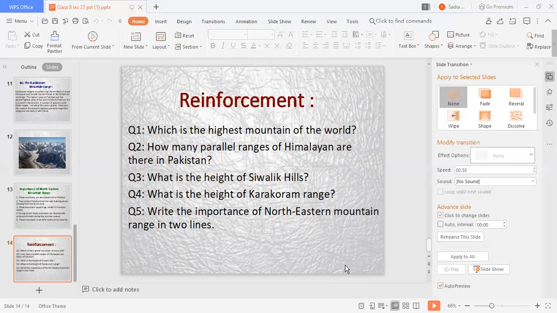And beta, in our next topic we will inshallah discuss the important plateaus and plains of Pakistan, and we will continue this topic, physical features of Pakistan, and inshallah we will discuss there the most important plateaus and the plains, and then after that we will discuss the different deserts of Pakistan.